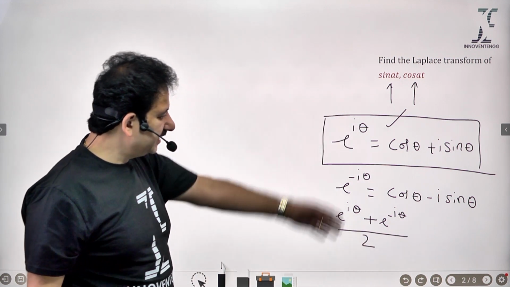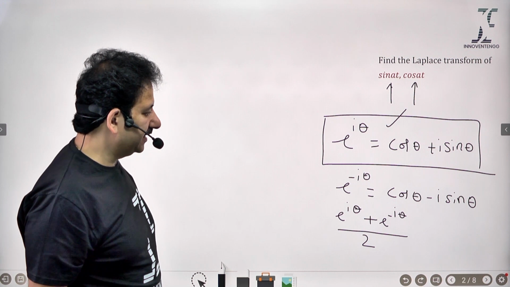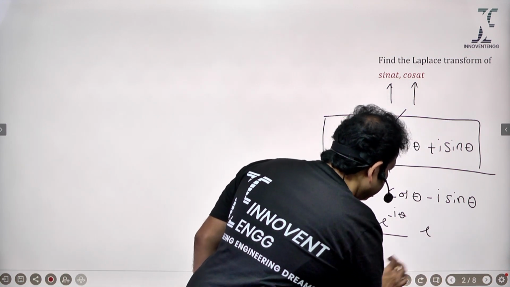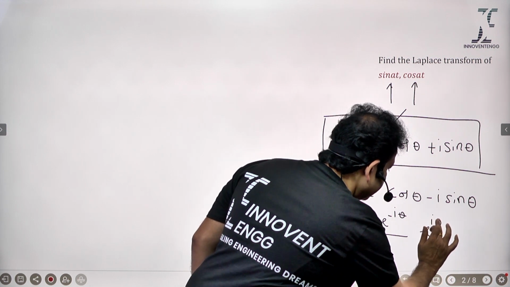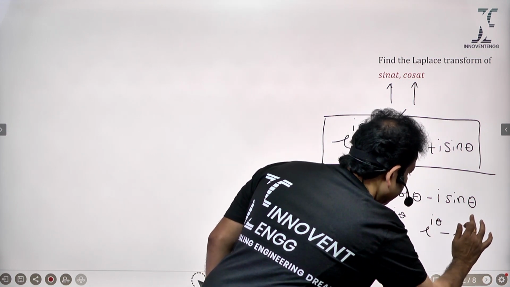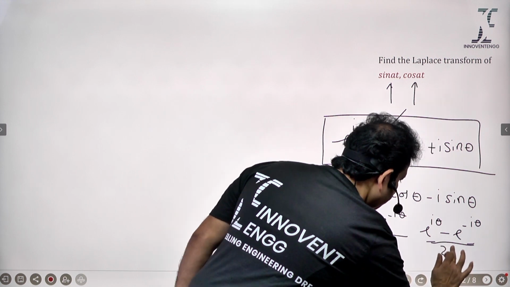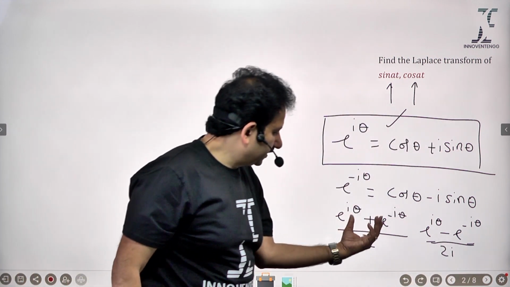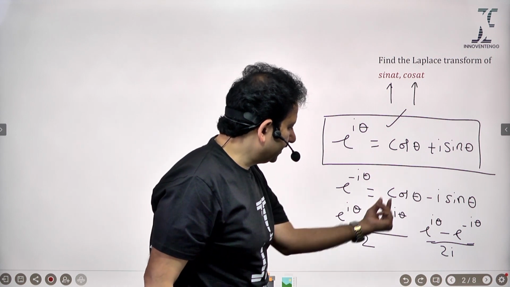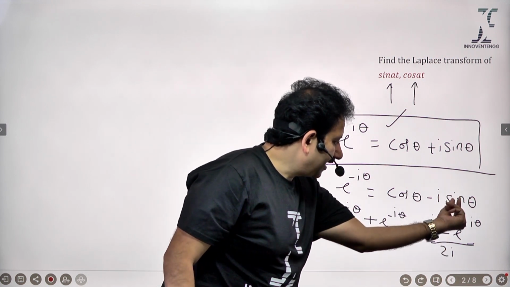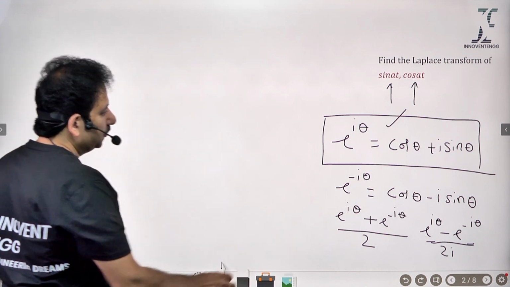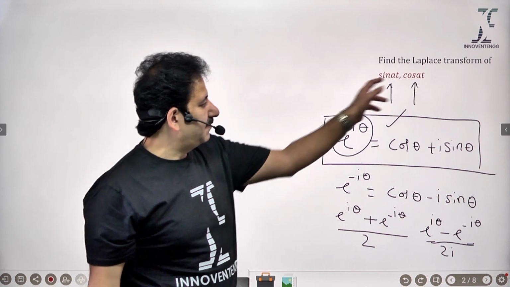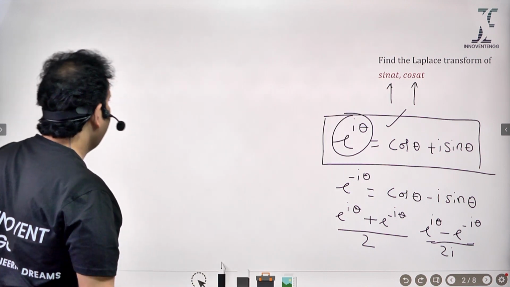And if you subtract these two, the even function gets eliminated and the odd function gets doubled, and that is where you will have sine theta is nothing but e power i theta minus e power minus i theta by 2i, where i is a complex number. So you can express using these two exponentials either cos theta or sine theta. But we will use this directly so that simultaneously I'll be able to get the Laplace transform for both of these. Let's see how to do that.